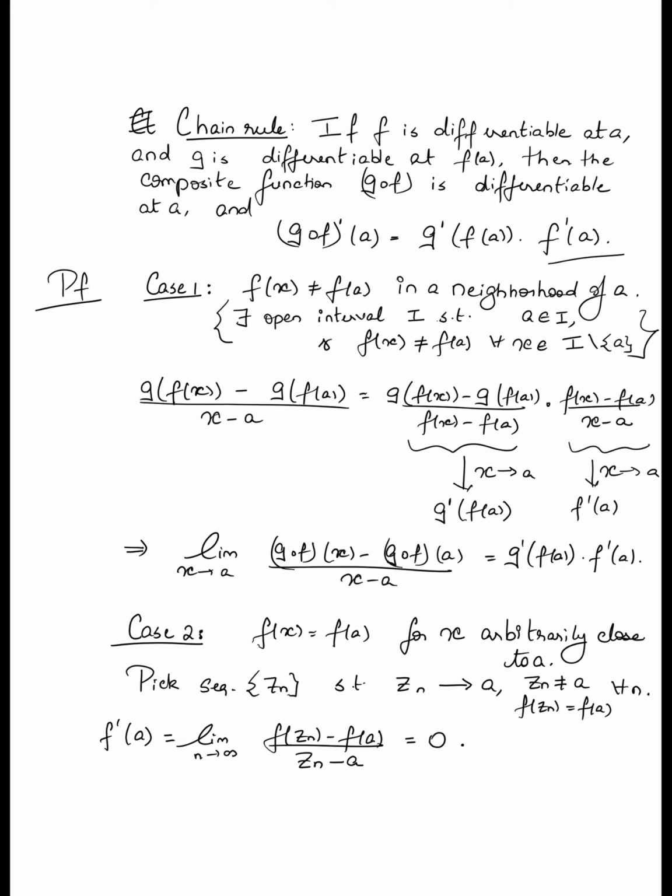So therefore, going back to the statement of the chain rule, it suffices to show that the composite function also has a derivative of 0 at a. Okay, so the argument for that will show up on the next page. Alright, so how do we show that the composite function in this case must have a derivative of 0 at a?